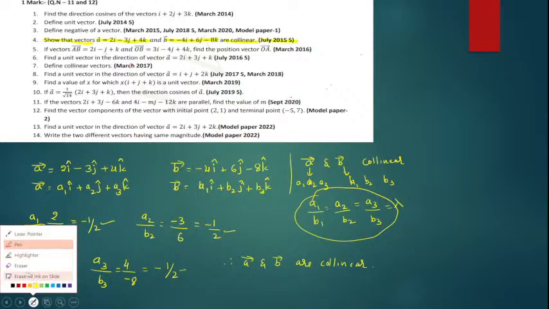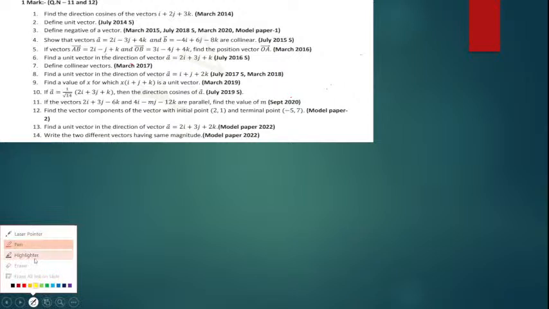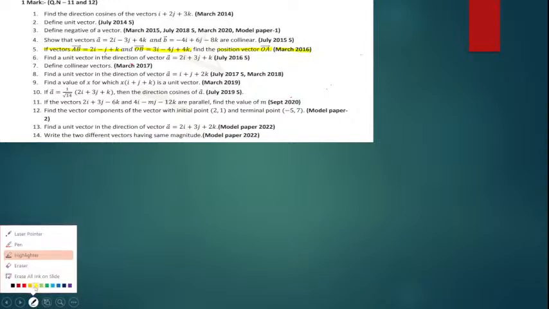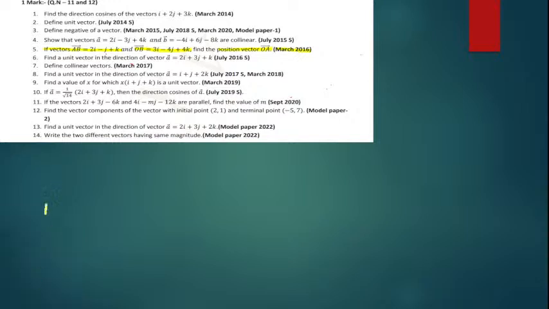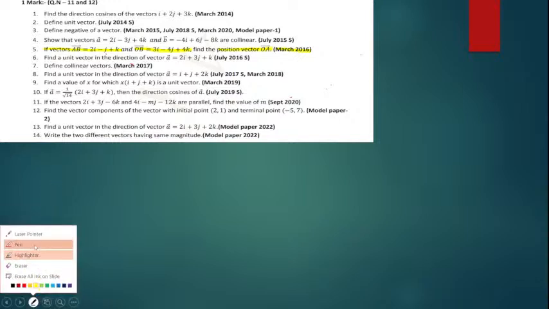Next we will head towards the next question, that is the fifth question. If AB is the given vector 2i minus j plus k, and OB vector is provided, then they are asking to find the position vector OA. So this is your NCERT question, and they also asked it in March 2016. We'll see how to solve this question. This is for 1 mark, remember. So how to solve this?